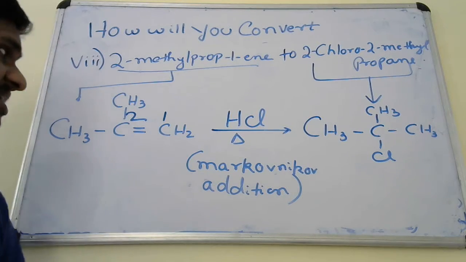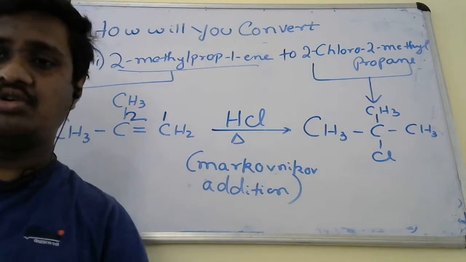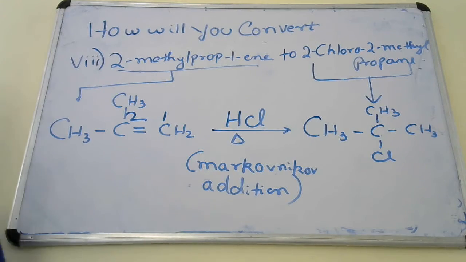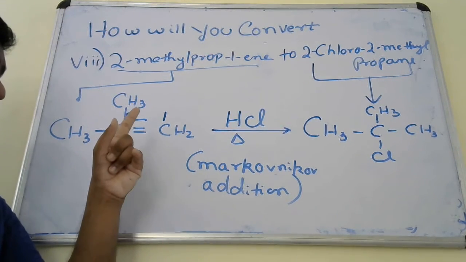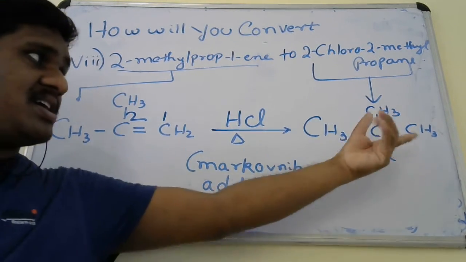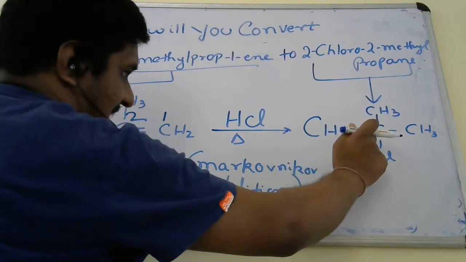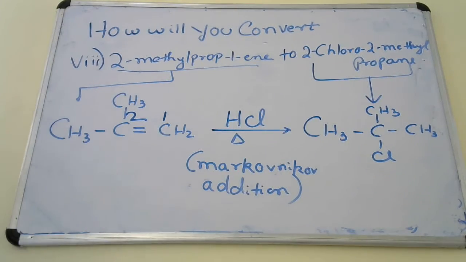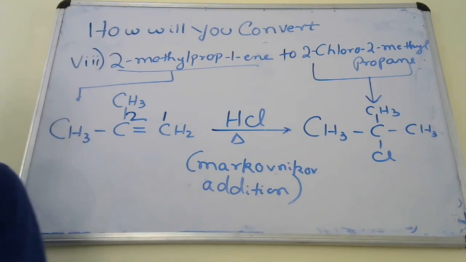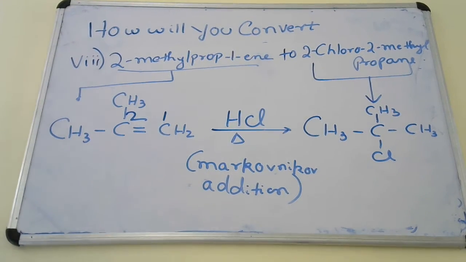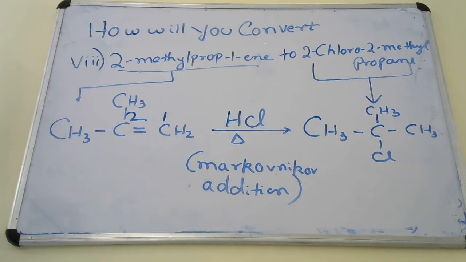Okay, and the double bond will be converted into a single bond. Halogen is linked to that carbon having lesser number of hydrogen, and whenever a double bond is converted into a single bond, please maintain the tetravalency of carbon. Okay, so now let us do another interconversion.